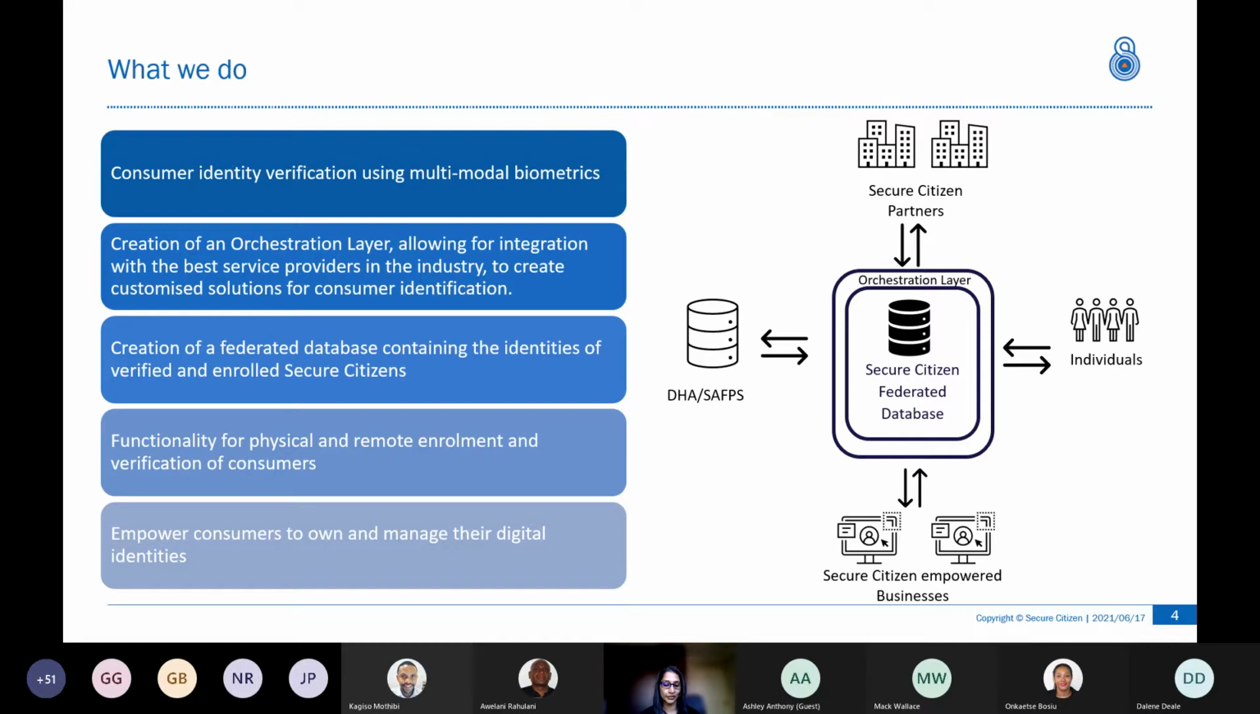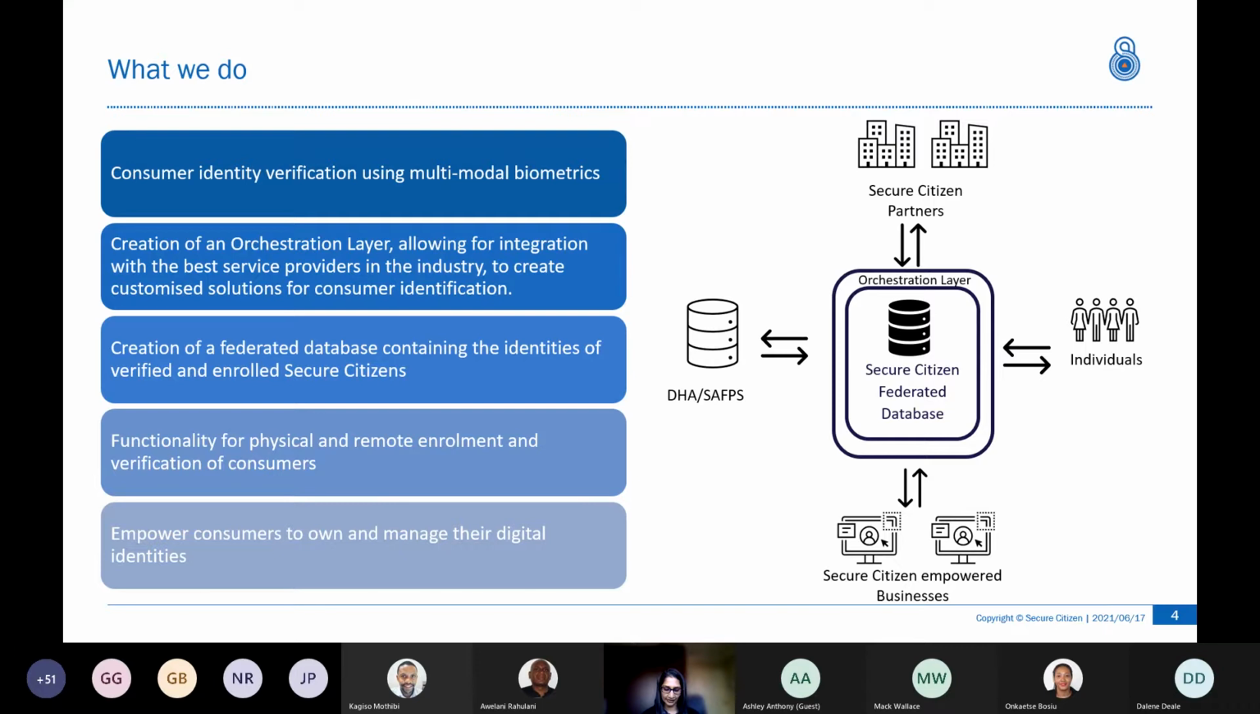We have created an orchestration layer or platform, which allows us to integrate with the best-in-class service providers to create customized solutions for verifications. This also ensures that we are not bound to a single technology, which in turn increases our flexibility. As part of the platform, we have created a federated database of enrolled Secure Citizens.